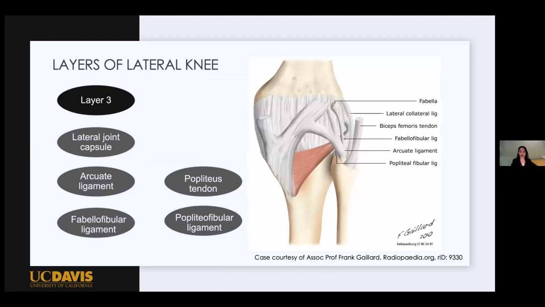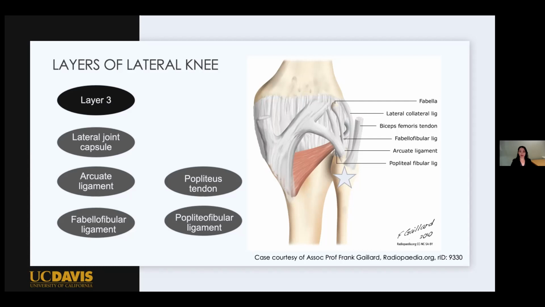The third and final layer of the knee includes these stabilizing structures. Please note how integral the head of the fibula is for orientation when finding these structures on ultrasound. To review, the biceps femoris, long head and short head, arcuate ligament, LCL from the second layer, popliteofibular ligament, and fabellofibular ligament all insert onto the head of the fibula.